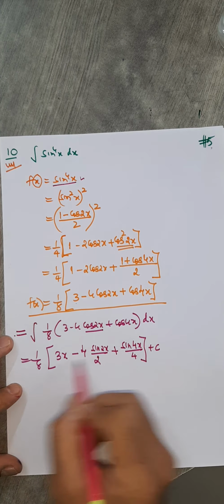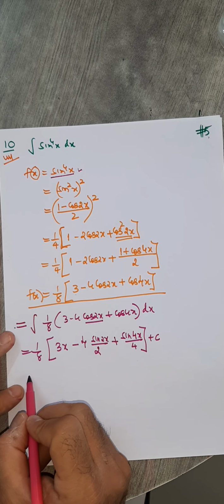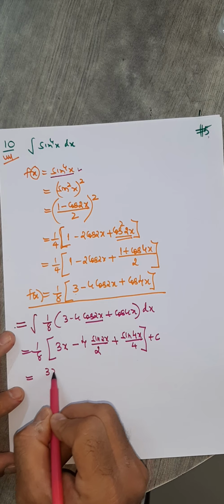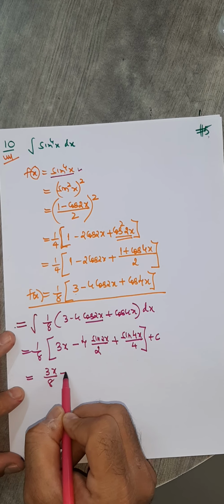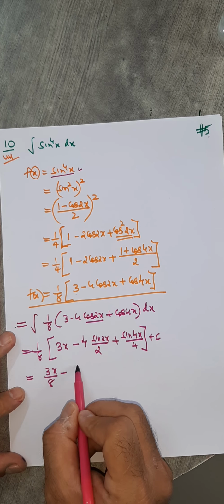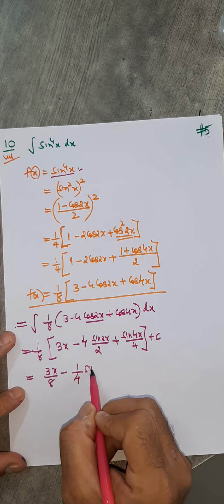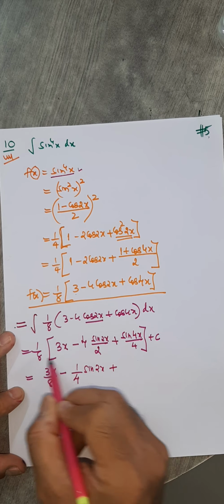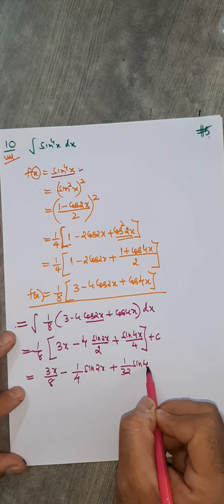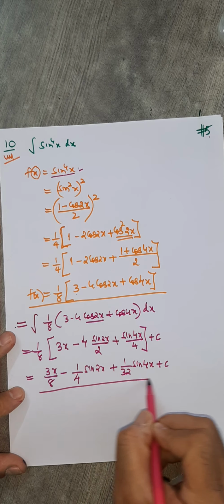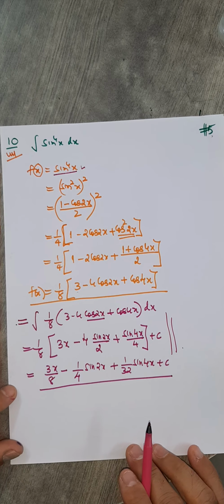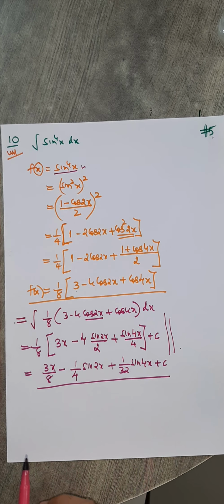This is your answer. If you want, you can take the 8 inside this. So 3x by 8 minus, here 4 will get cancelled with this, so 1 upon 4 sine 2x, plus 8 4s are 32, here 1 upon 32 into sine 4x plus c. This is your final answer. So integration is just one step here, remember. The important one is trigonometry here.